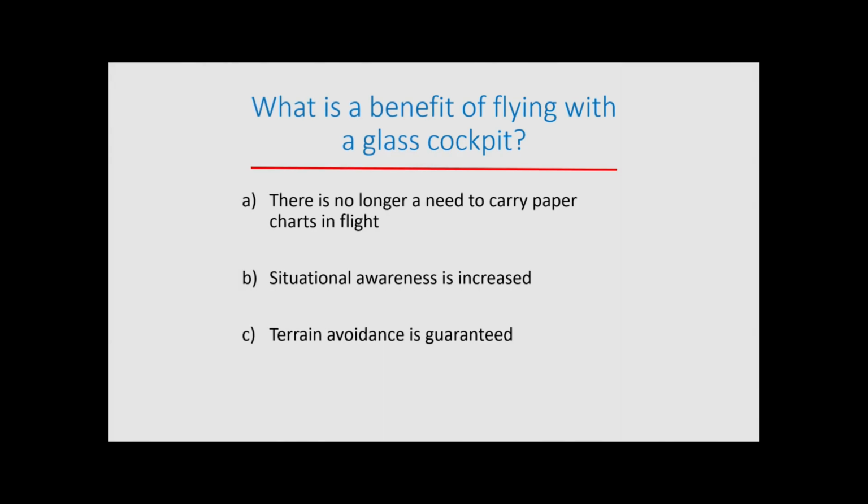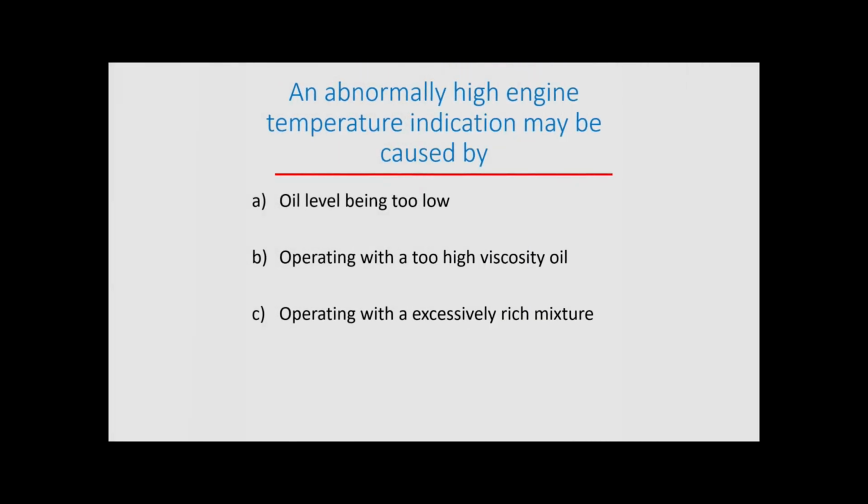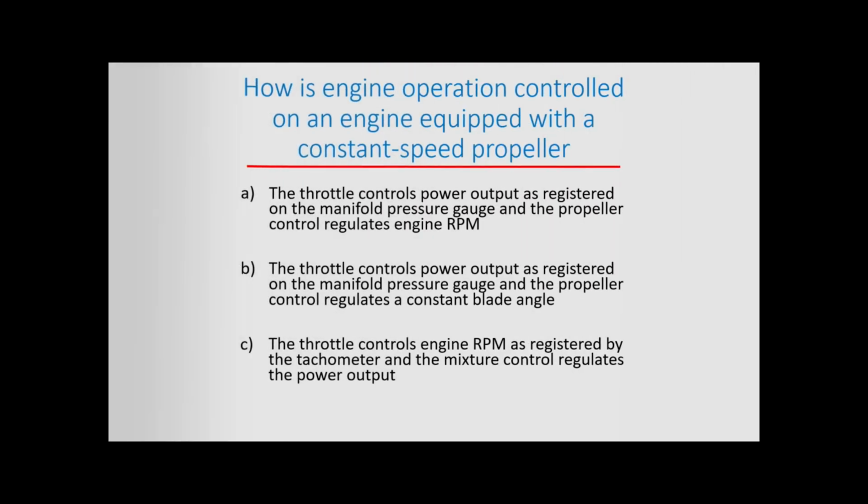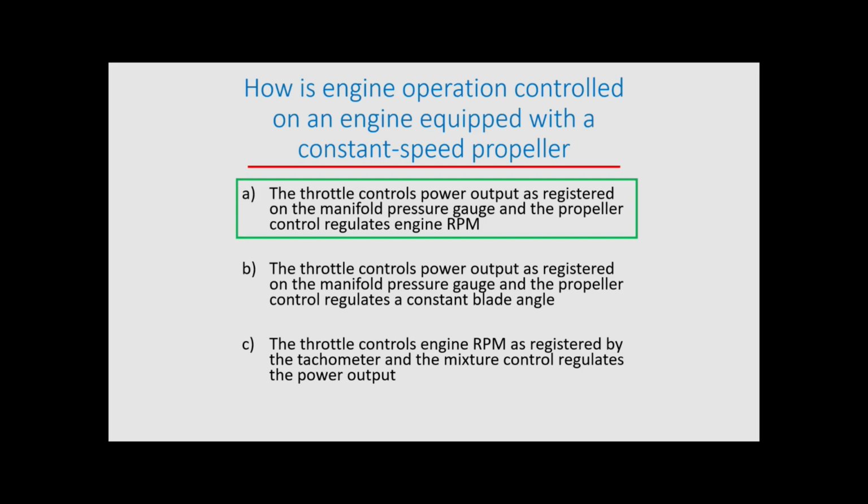What is a benefit of flying with a glass cockpit? Situational awareness is increased. An abnormally high engine temperature indication may be caused by the oil level being too low. How is engine operation controlled on an engine equipped with a constant speed propeller? The throttle controls power output as registered on the manifold pressure gauge, and the propeller control regulates engine RPM.